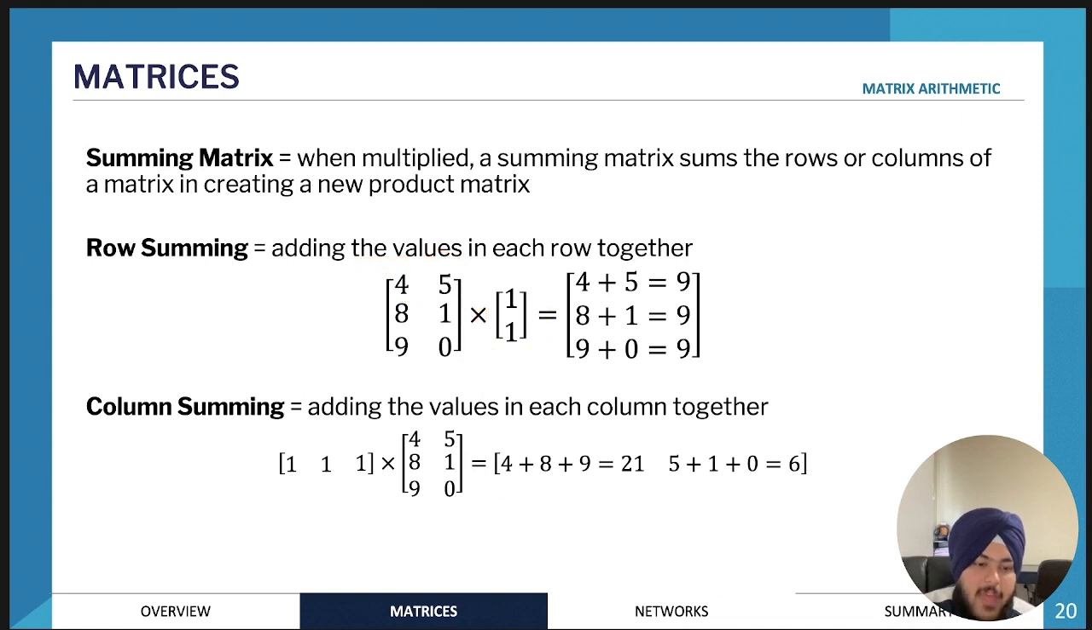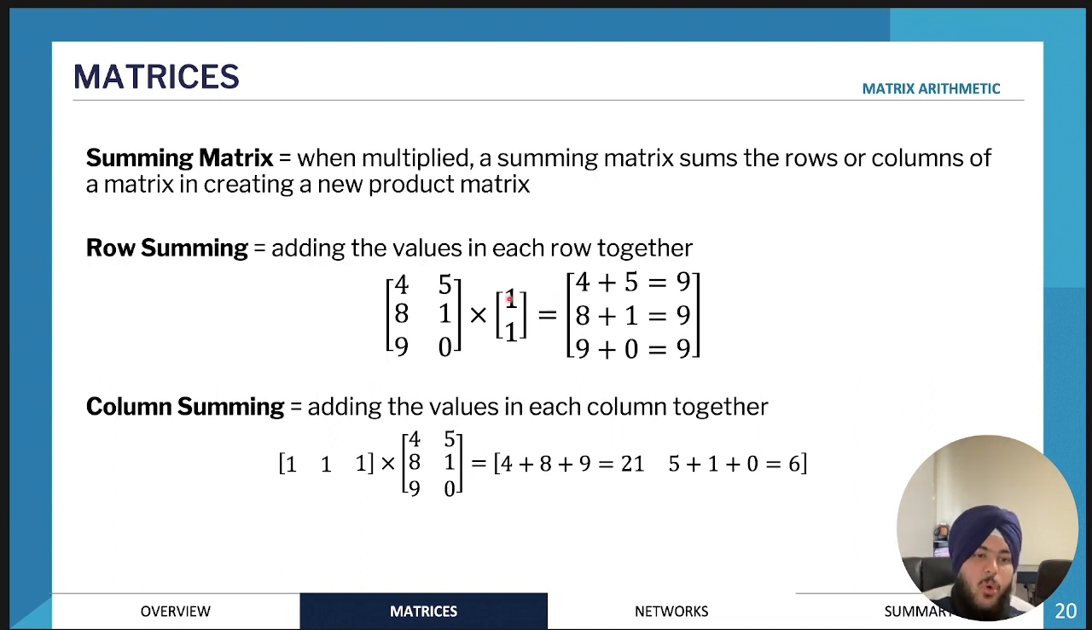So what I mean by that is, if there are 2 numbers in each row, then the row summing matrix that you're going to need will have 2 rows as well. And since it's a column matrix, it's only going to contain 1 column. All the elements are going to be 1, and the number of rows is going to be the same as the number of columns in this matrix, because you're going to add up 4 and 5, the numbers in each row, so you'll need 2 elements in the row summing matrix.